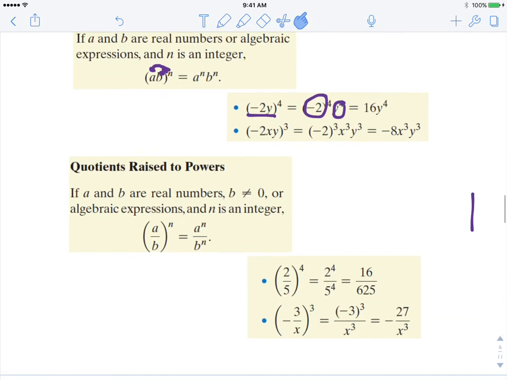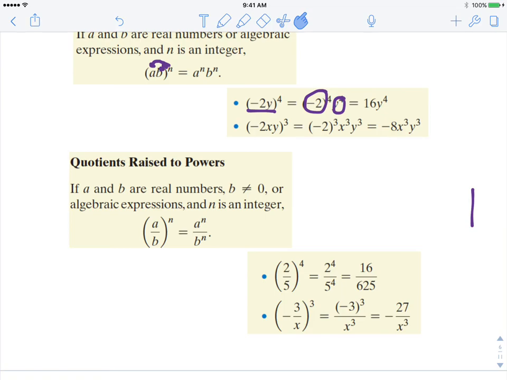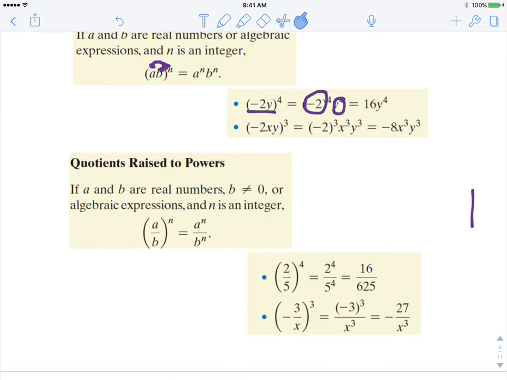Heading down to the next one, quotients raised to powers. Again, I think of this as a distributive property. You can distribute that n to both exponents. So here's an example. 2/5 to the 4th, you can distribute it to the 2 and the 5. So it's 2 to the 4th divided by 5 to the 4th, and then simplify it.